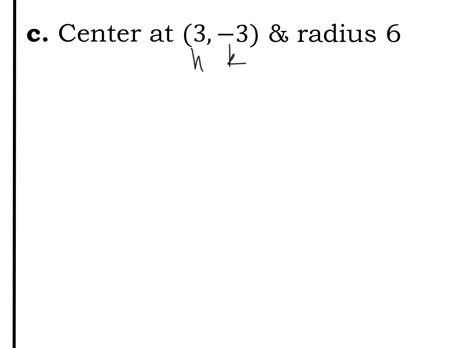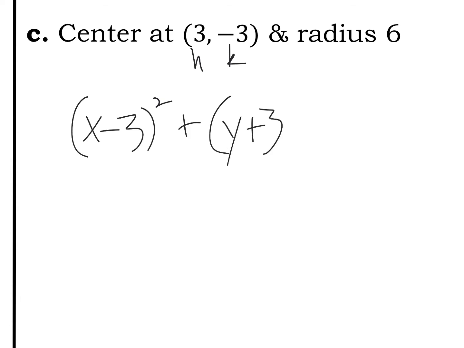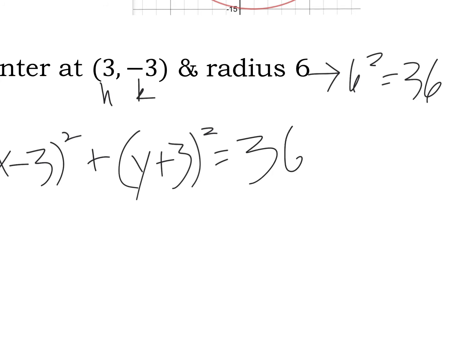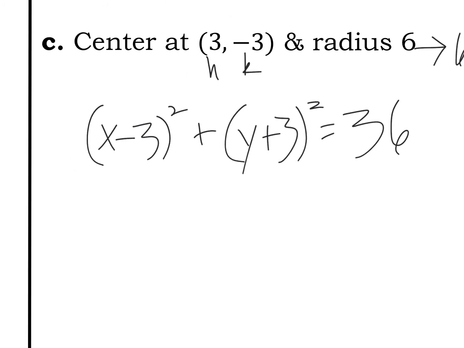Okay, I got a couple more examples very similar to the first two I did. So this center's at 3, negative 3, so I'm going to say (x minus 3) squared, that's the h, plus, and here comes the k, (y plus 3) squared equals, and so what's 6 squared? 6 squared is 36. So it's going to equal 36. And that's really all there is to it.